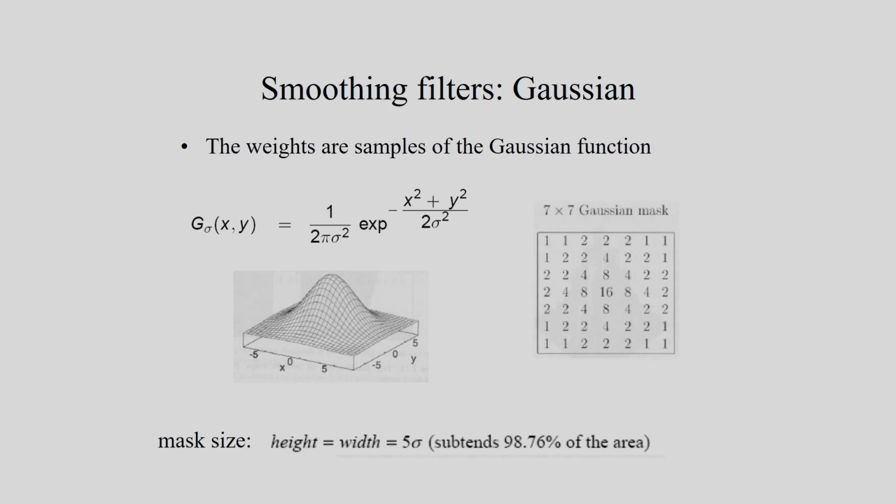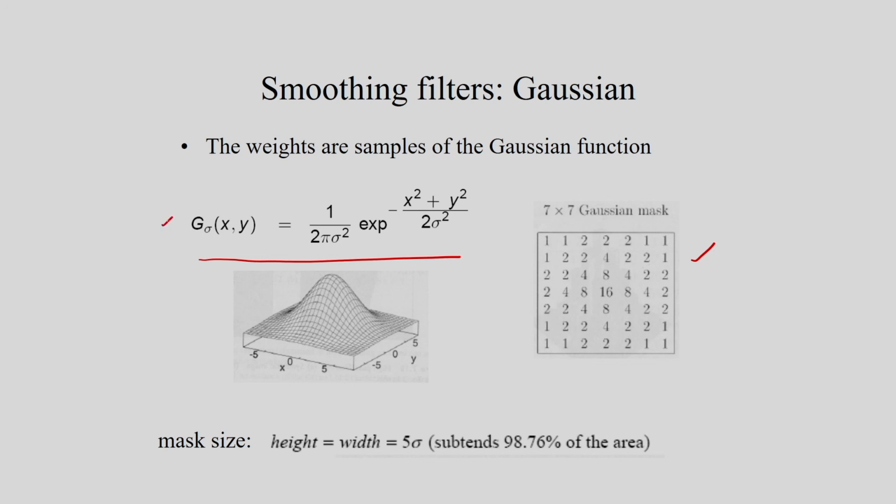Next filter I am considering, that is the smoothing filter, the Gaussian filter. In case of the Gaussian filter, if you see, the weights are samples of the Gaussian function. So, I am considering the Gaussian function here, this is a Gaussian function. Corresponding to this Gaussian function, I have the Gaussian mask. Here I am considering the 7 by 7 Gaussian mask. And what about the weights of the mask? The weights are nothing but the samples of the Gaussian function.